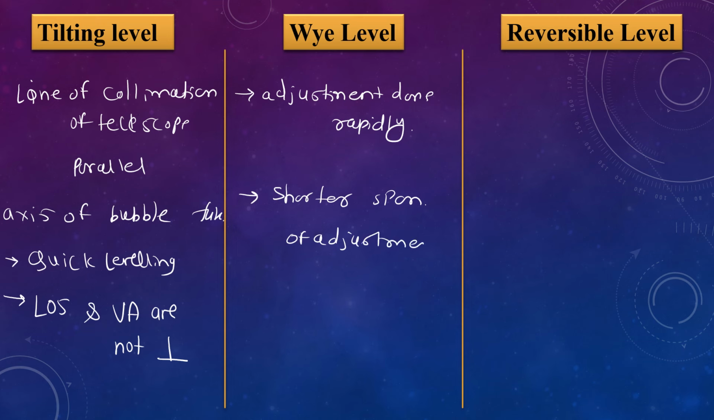Then next is reversible level. So reversible level is the combination of dumpy level and Y level.